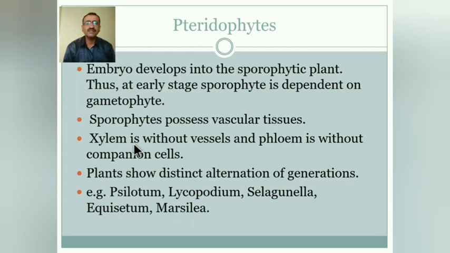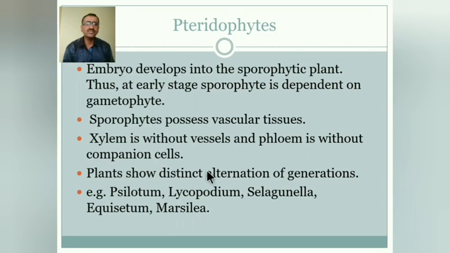What is meant by vessel? Xylem is made up of different members, that is vessels, fiber and tracheids, out of which the vessels are absent here in the xylem, and in phloem the companion cell is absent.